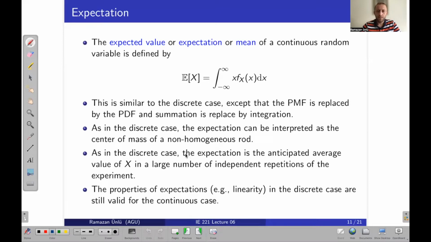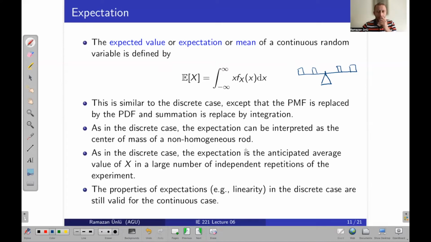So as in the discrete case, the expectation can be interpreted as the center of mass of a non-homogeneous rod, which is something like that, right? Let's say we have a physical system. I gave the same example in the discrete random variables, and we have some weights at some points on that rod. There will be some point here, and this point will be the center. This system will be in balance, so there will not be any turning effect because of these weights. So when we say the expectation, or the mean of a random variable, we actually infer that kind of system.